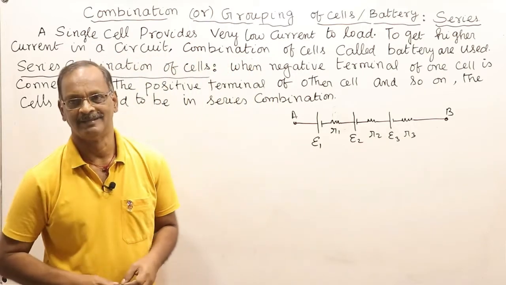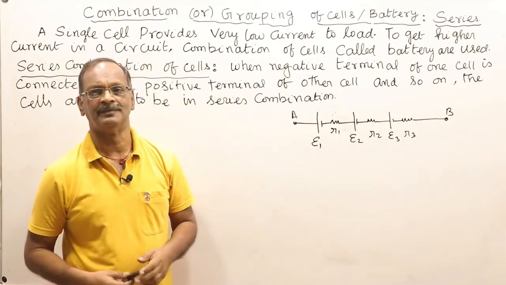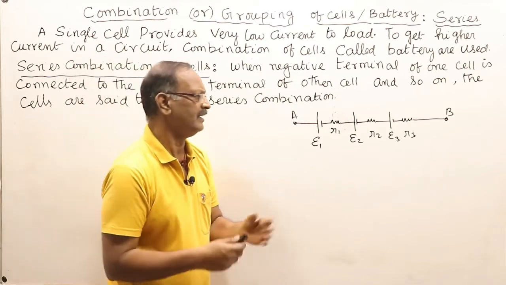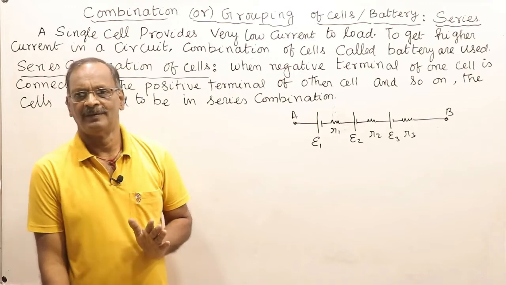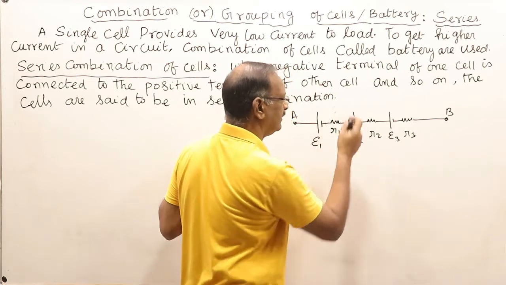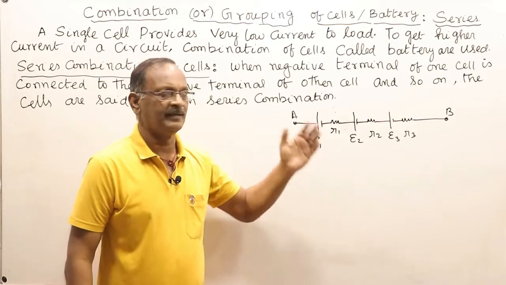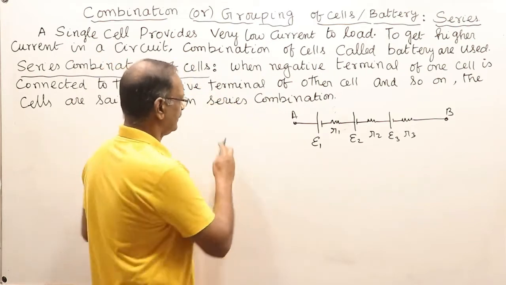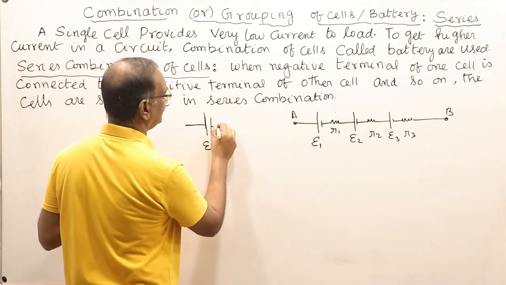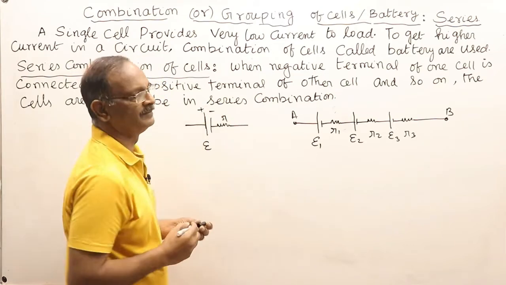So in series combination, the negative terminal is connected to the positive terminal of the other cell and so on. It may be 2, or 3, let's take 3, and these are said to be in series combination. The negative terminal of one is connected to the positive of the next. A single cell consists of an EMF with internal resistance, with a positive and a negative terminal.